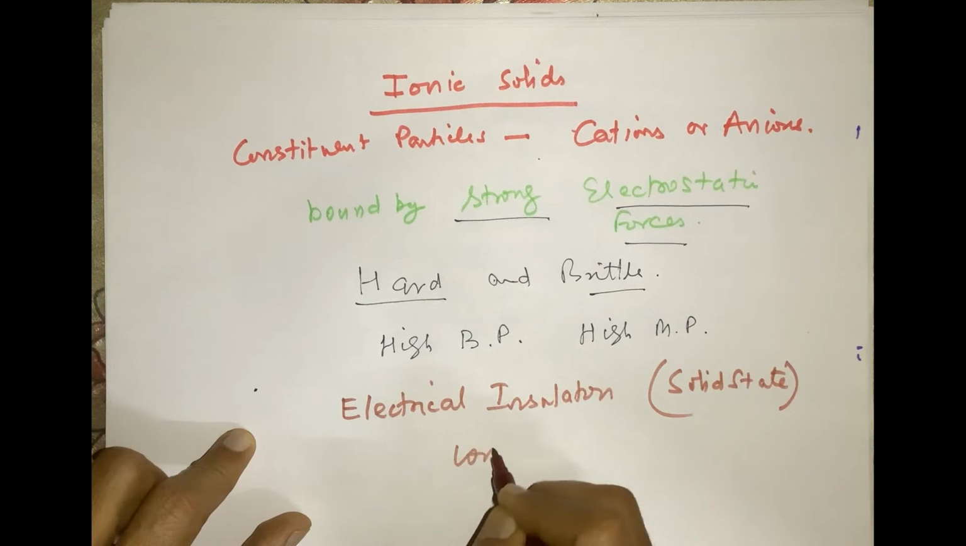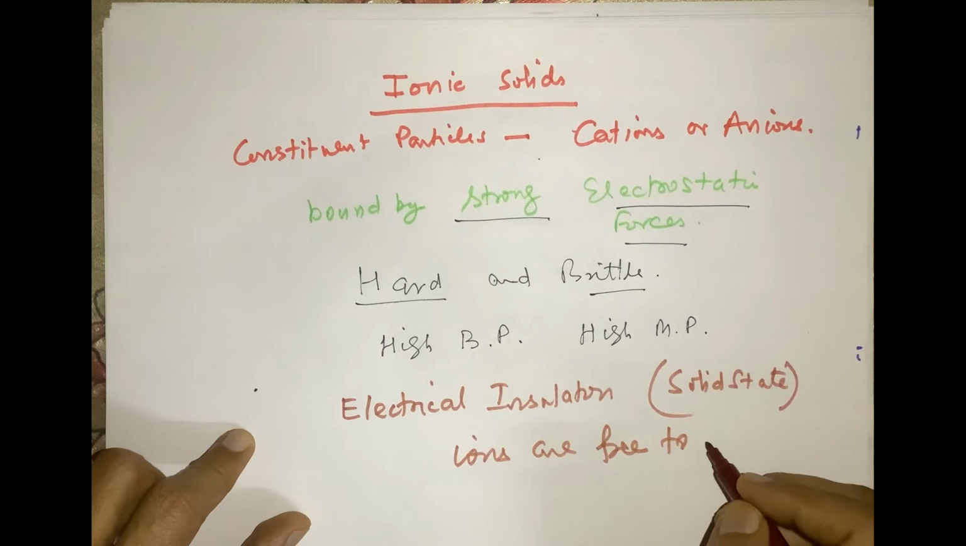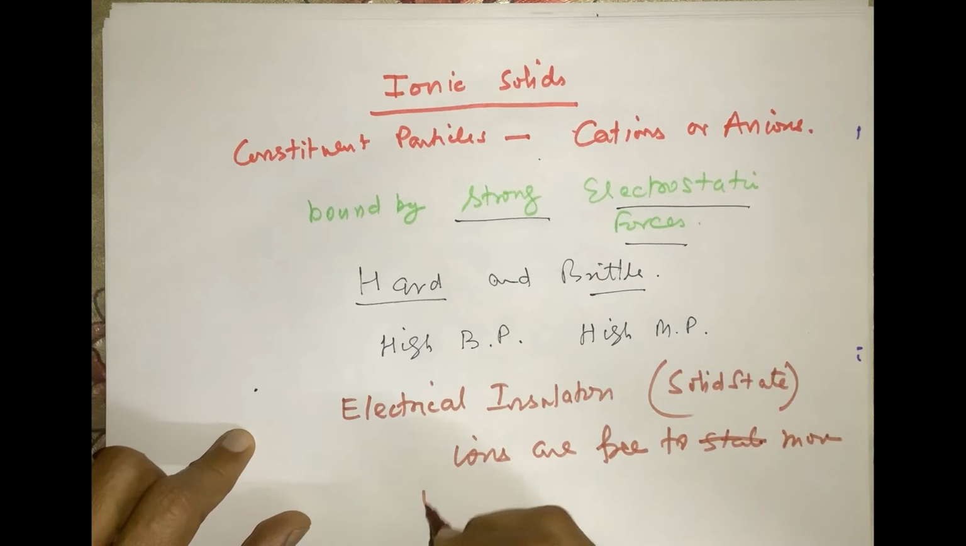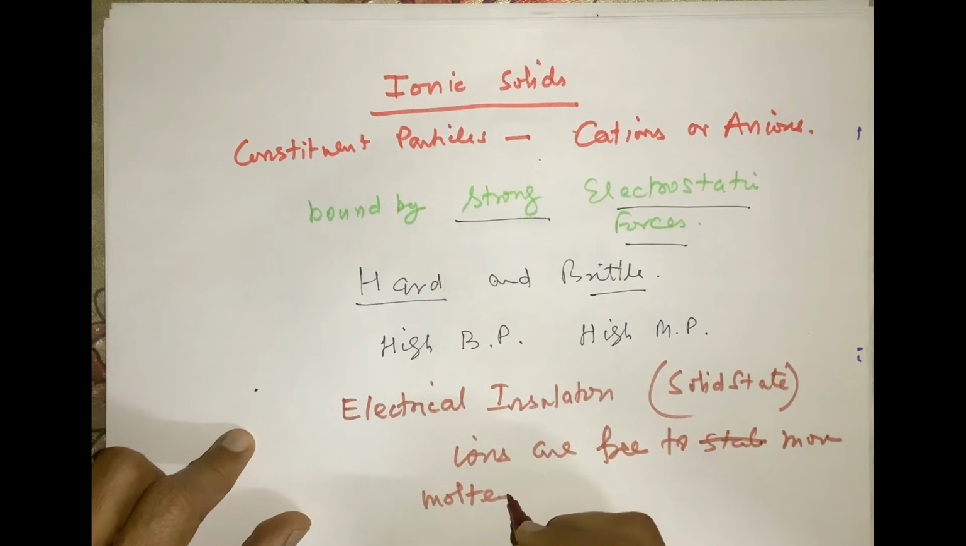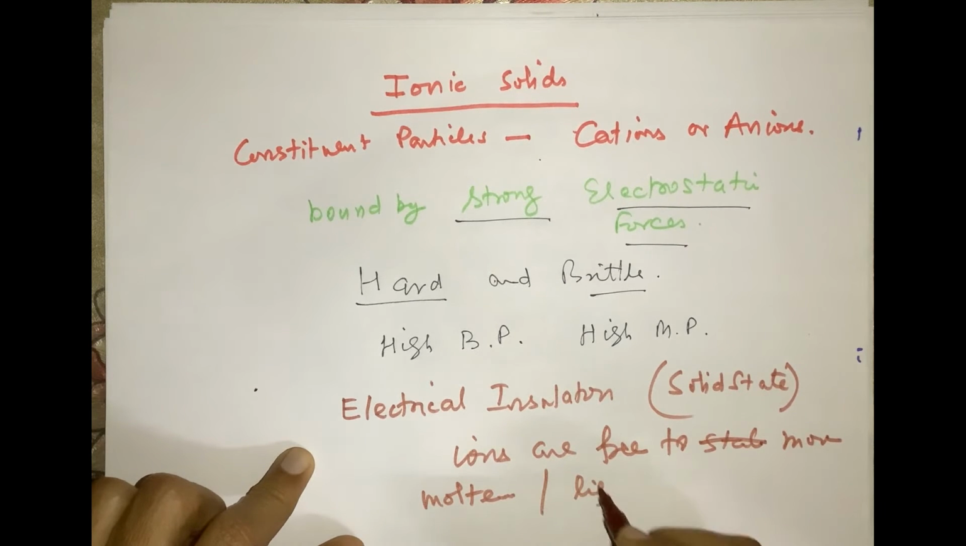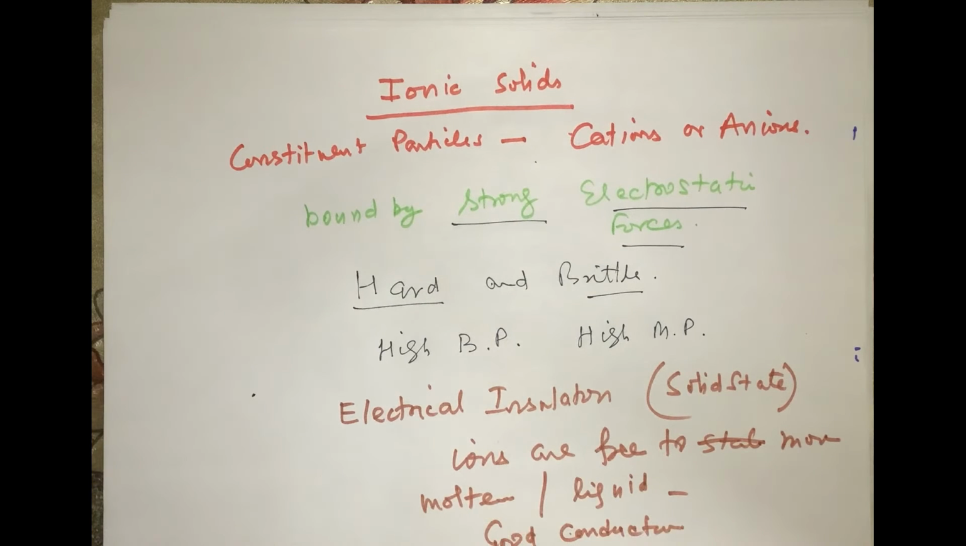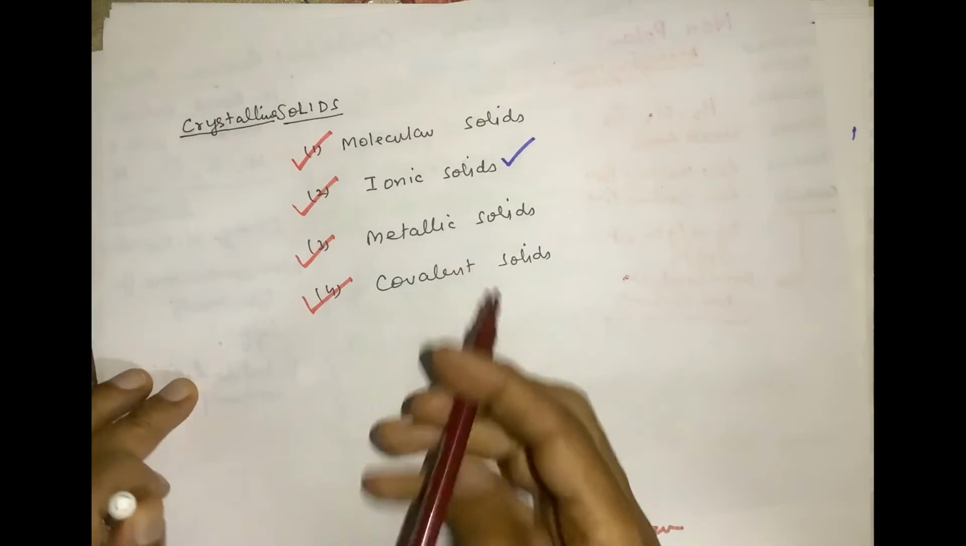The ions are free to move. Ions are free to move in molten state or liquid state, when they are melted, or when they are dissolved in water. They are good conductors because ions are now free to move. So this is another type of crystalline solid, ionic solid, and the third is metallic solid.